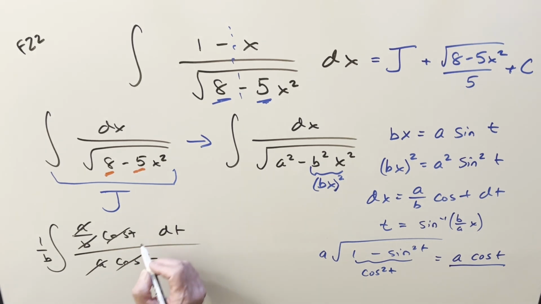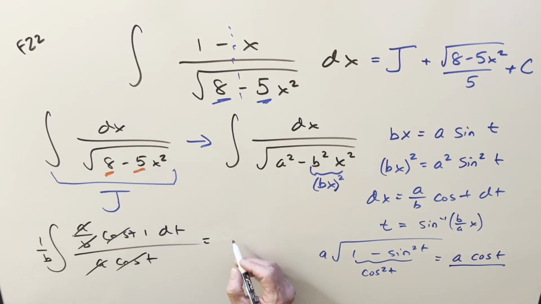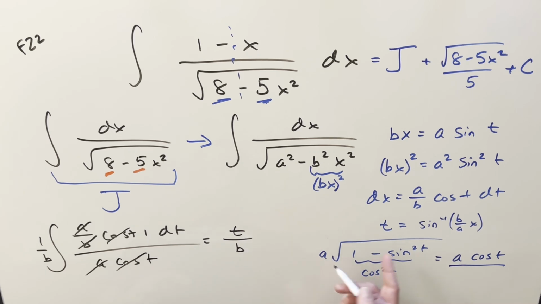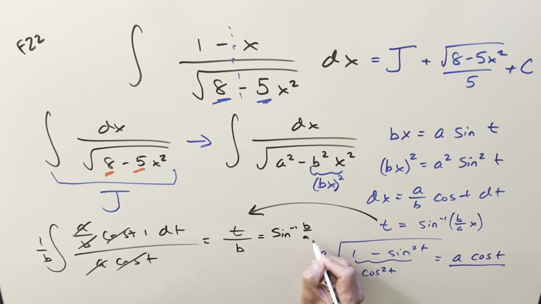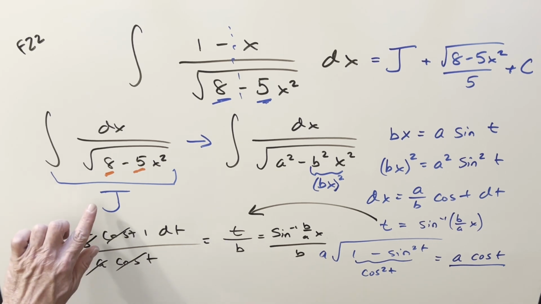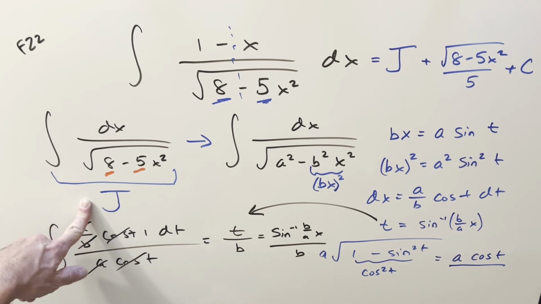And all that's left is we're just integrating 1. So we do that really quick and we're going to get just t over b, back substitute with this thing. And so for this general solution, we just have arcsine of b over a times x, over b. And so now this thing here is going to be our j, but we need to remember what a and b were.